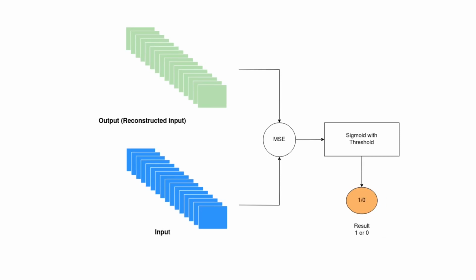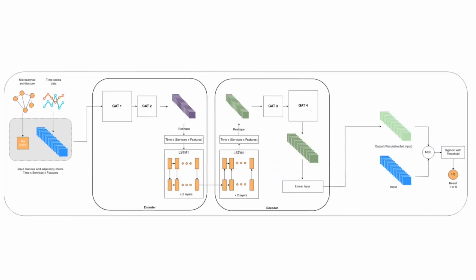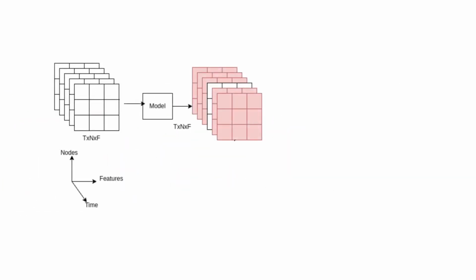For the calculated loss, the model predicts if the application has any anomalies using a sigmoid function with a threshold value learned from the normal data behavior. After integrating all the components together, the final model looks as shown. We localize the anomalous service using SHAP values, which is a method to find out feature importance. Our model processes multiple time instances of data at one time and outputs which instances are anomalous.